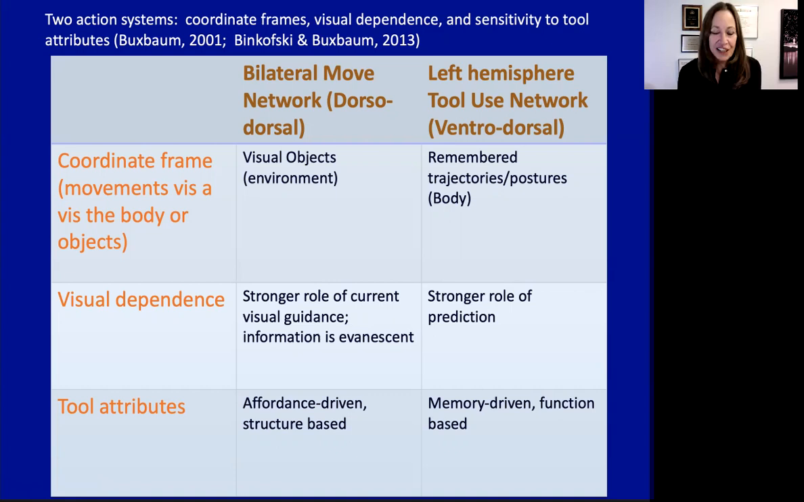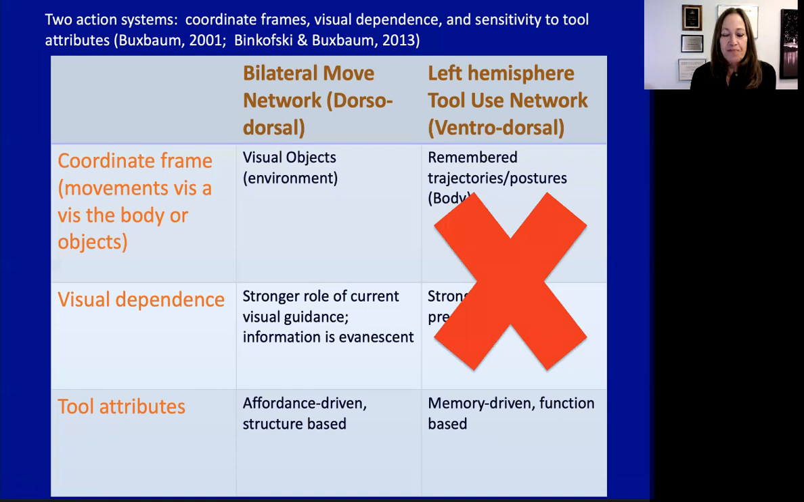And again, the move system is based on affordance-driven, structure-based actions, whereas the use system is based on memory-driven, function-based actions. And patients with apraxia, we hypothesized, are impaired in the latter. And so they should and do perform relatively better when there's currently visualized information, and relatively more poorly when the information has to be gleaned from memory.